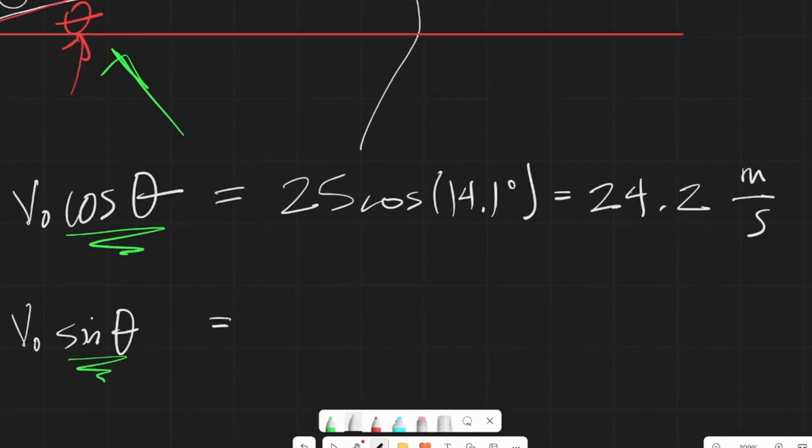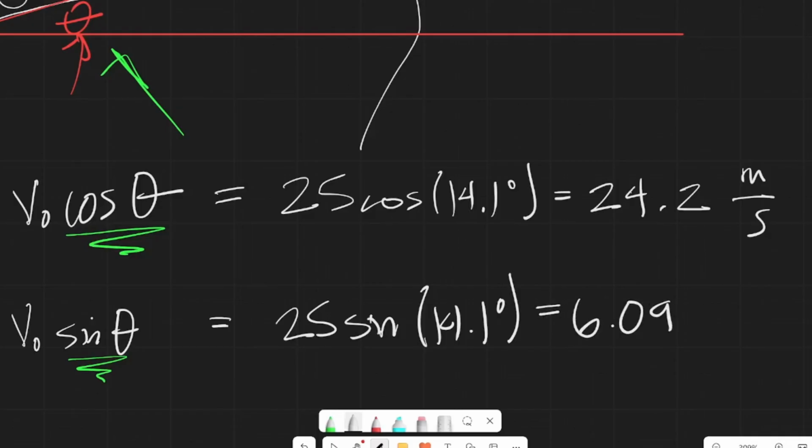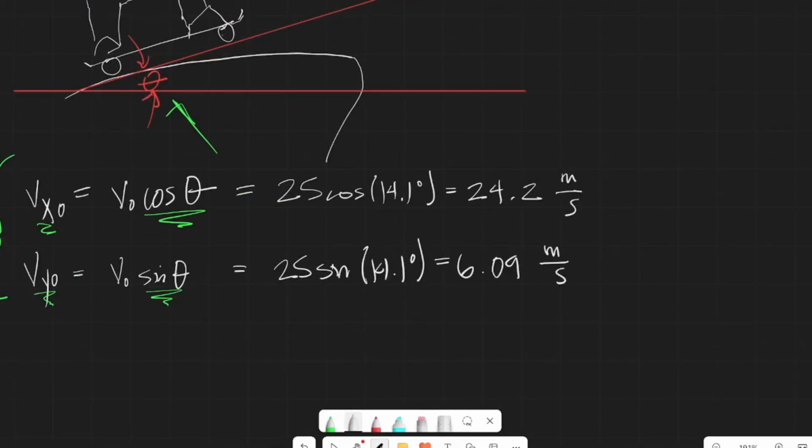And then we can perform a similar calculation with sine, and we get a much smaller number, which makes sense too. His change in vertical location isn't changing as fast, and we get a value of 6.09 meters per second. So these are the velocities with which he's going to launch off of the cliff.